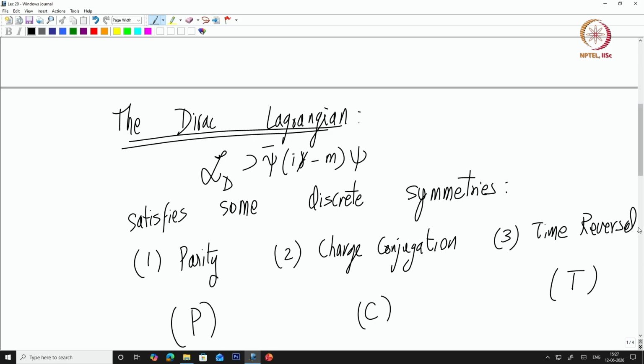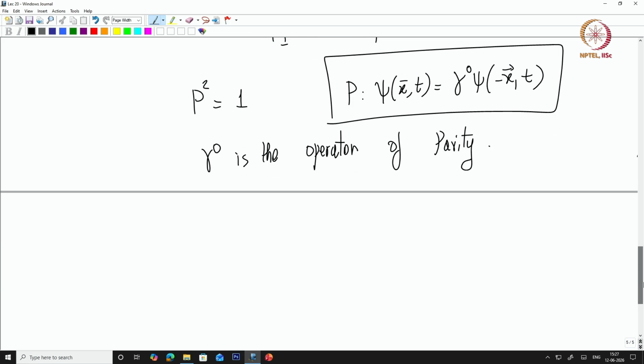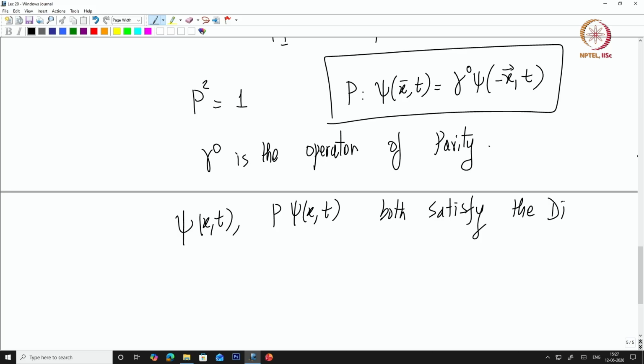So, the spinor psi of x, t and P psi of x, t both satisfy the Dirac equation. So, the transformed spinor also satisfies the Dirac equation. The solution also transforms, and this is an exercise essentially. You can take it as a homework problem and look into this.